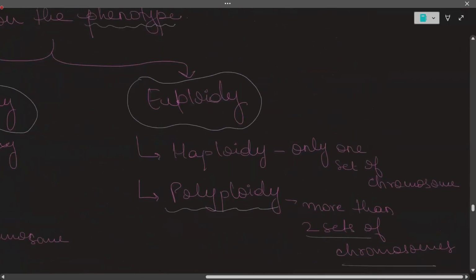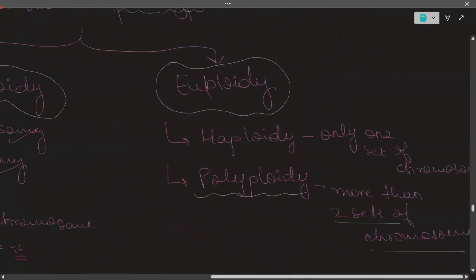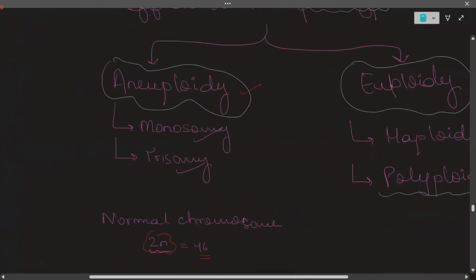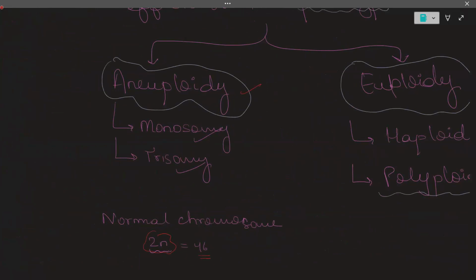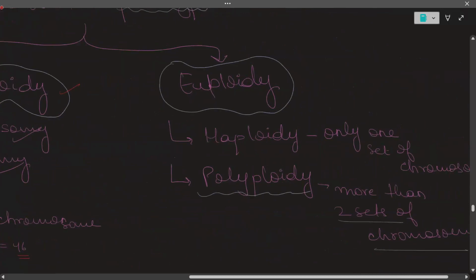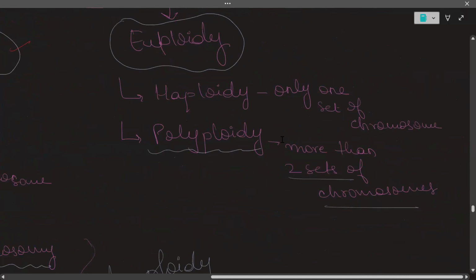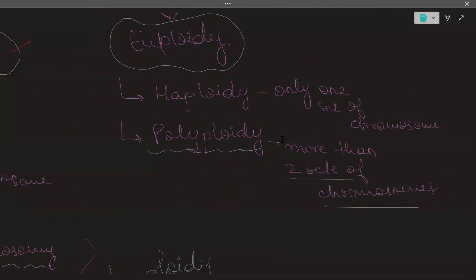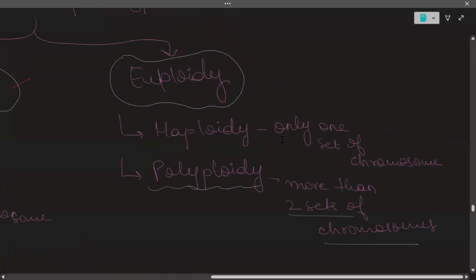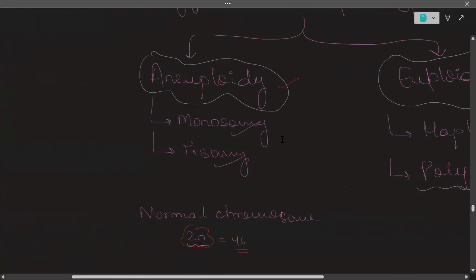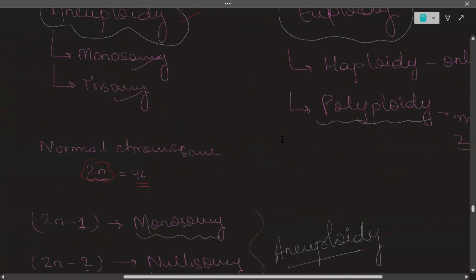Now, in the case of euploidy, it is how many sets of chromosomes are increasing. Here, it is not just a single chromosome, or the number of chromosomes like usually 1 or 2. But in the case of euploidy, it is basically the sets of chromosomes that are concerned. So talking about haploidy, in the case of haploidy there is only one set of chromosome, meaning n. Meaning out of 46, there is only 23 present. But polyploidy is more than two sets of chromosome. You have either double of the 46 chromosomes or triple of it. So that is euploidy, meaning here the sets of chromosomes increase or decrease. But in aneuploidy, the number of chromosomes increases or decreases.